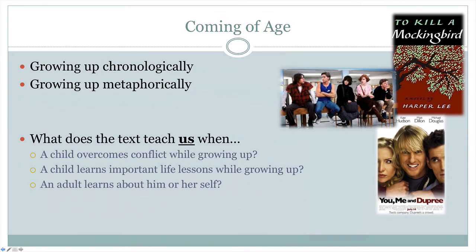Now, coming of age could mean growing up chronologically, like we actually watch somebody grow up from a younger person to an older person. But it could also be growing up metaphorically, somebody who's relatively immature becoming more mature. What does it teach us when a child overcomes conflict while growing up? A child learns important life lessons while growing up. Or an adult learns about him or herself and improves him or herself.